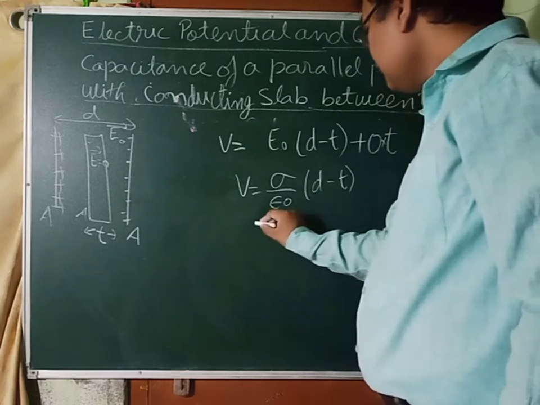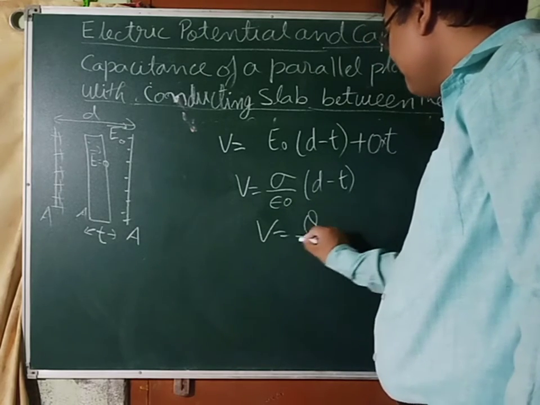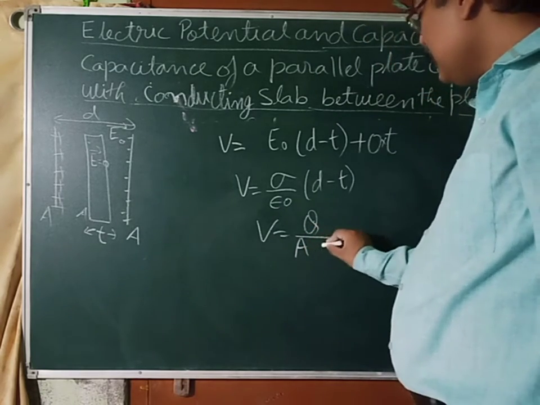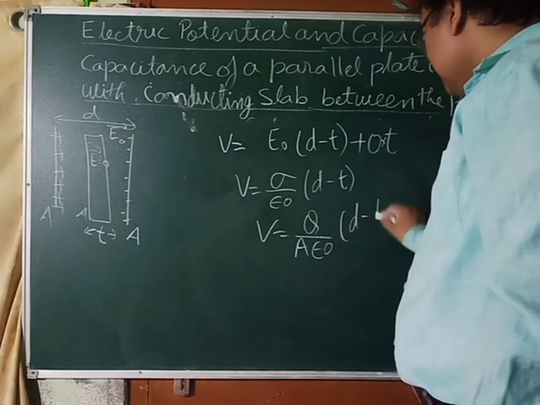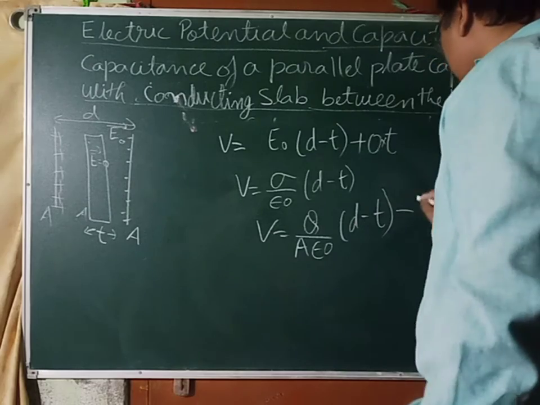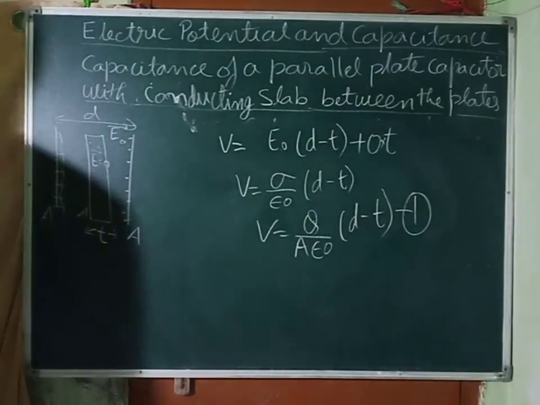Now, what is sigma? Again, you know very well, sigma is Q upon A, charge upon area, because it is surface charge density. So V equals Q (D minus T) upon A epsilon naught. We got the expression for V. Let us mark this equation number 1.